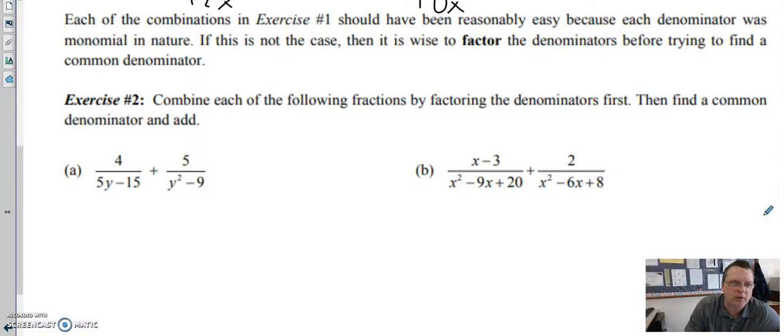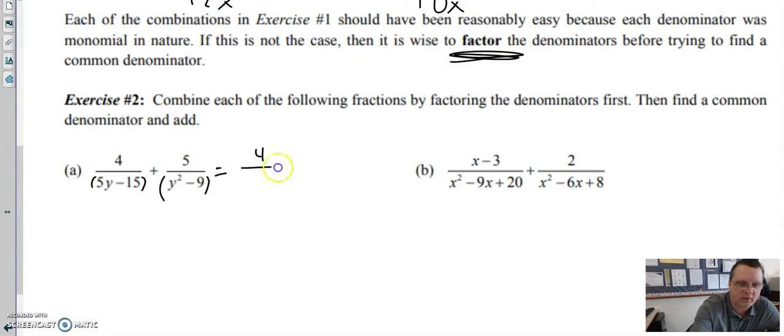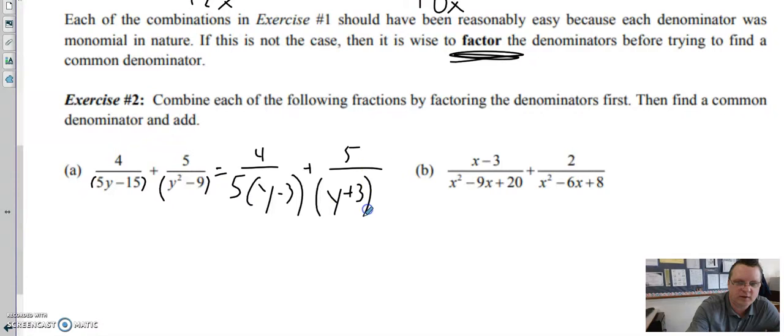Now when you have a polynomial in the denominator, we have to factor the denominators before trying to find a common denominator. So we have to look at both denominators. So I will rewrite them over here. Factoring is not going away. So the first one, you take out a 5, you're left with a y minus 3. The second one is a difference of two squares. You have a y plus 3, y minus 3.